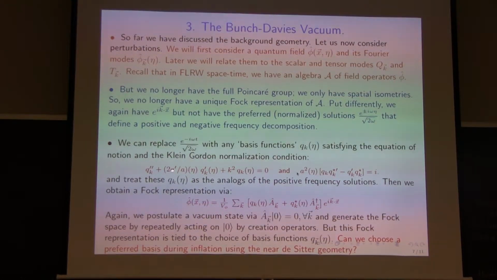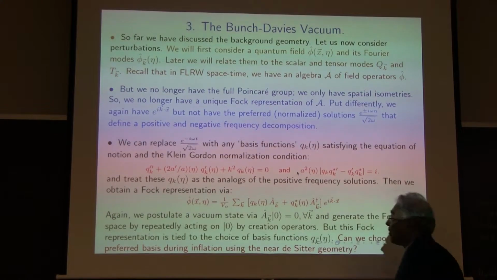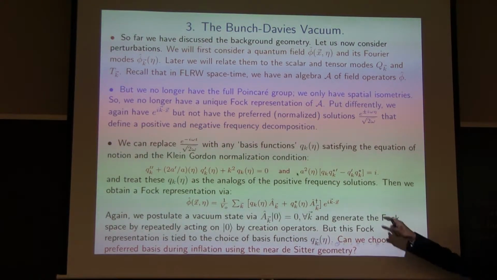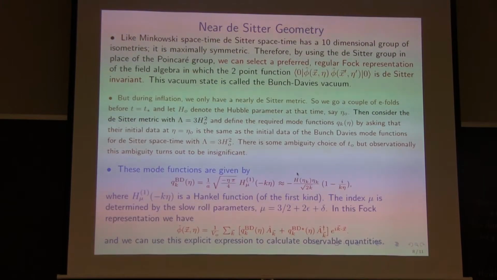If you can choose any basis like that, as we saw last time, then we can expand the field operator in terms of the basis. These are generalizations of positive frequency modes times creation operators, and generalizations of negative frequency modes times the annihilation operator. And again, we postulate a vacuum, which is annihilated by the annihilation operators, and we construct a Fock space, and thus we have a representation, as we saw in detail last time.